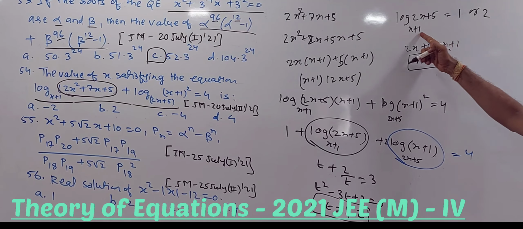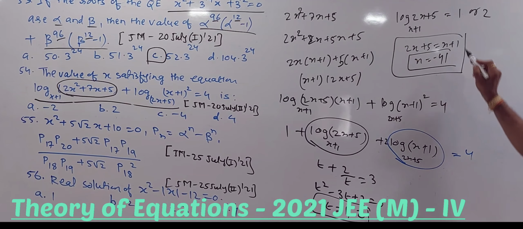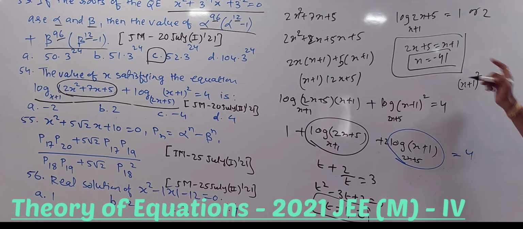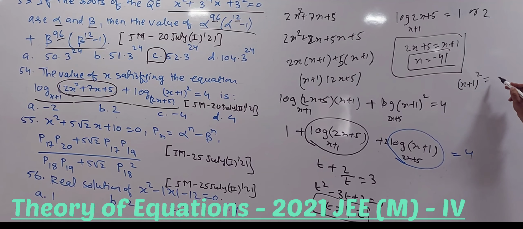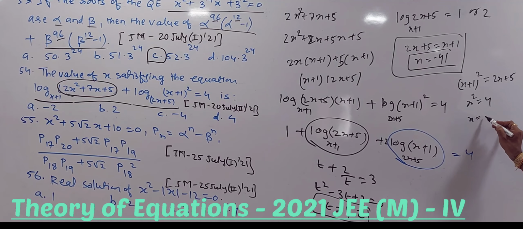And second, this is equal to 2. So what will be that case? It will be x plus 1 square is equal to 2x plus 5. So it gives me x square is equal to 4. So that gives me x is equal to plus minus 2. You can just check out this.